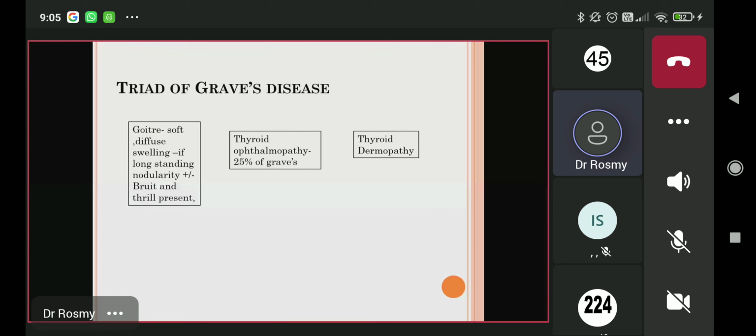So now, if you read Robbins, they will mention that there is a triad of Graves' disease. Triad का क्या मतलब है? ये तीन फीचर एक साथ अगर प्रेजेंट हैं तो ये ग्रेव्स हो सकते हैं. So that is a triad. अब ये तीन एक साथ प्रेजेंट होंगे तो मुझे मालूम है हाँ ये ग्रेव्स है and I will think in terms of Graves. So what is the triad?